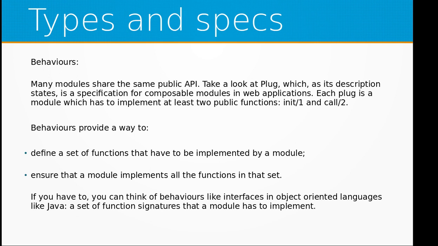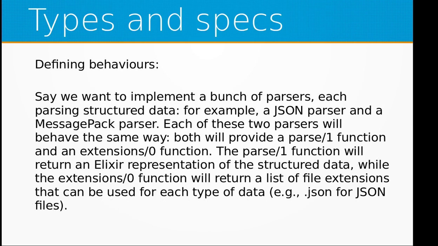Let's look at behaviors. Many modules share the same public API. Take a look at Plug, which as its description states is a specification for composable modules in web applications. Each plug is a module which has to implement at least two public functions, that is init and call. Behaviors provide a way to define a set of functions that have to be implemented by a module. Then they ensure that a module implements all the functions in that set. You can think of behaviors like interfaces in object-oriented languages like Java, a set of function signatures that a module has to implement.